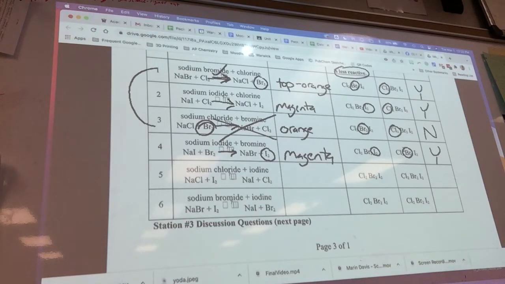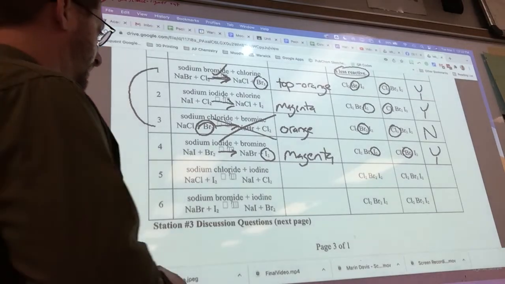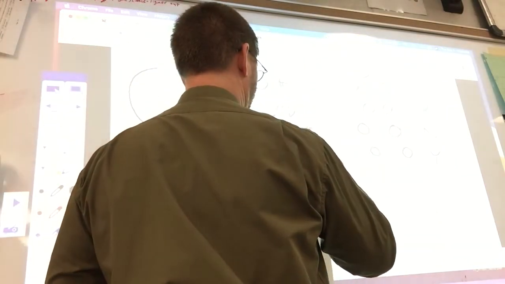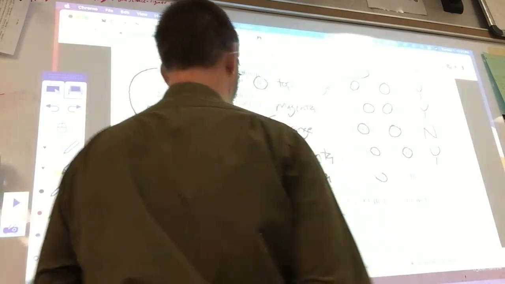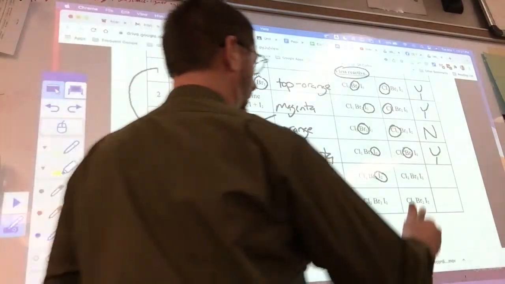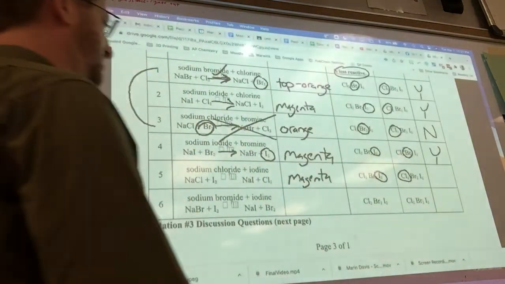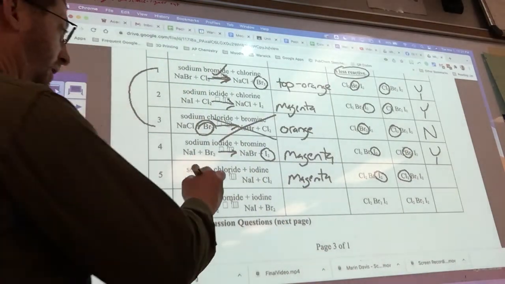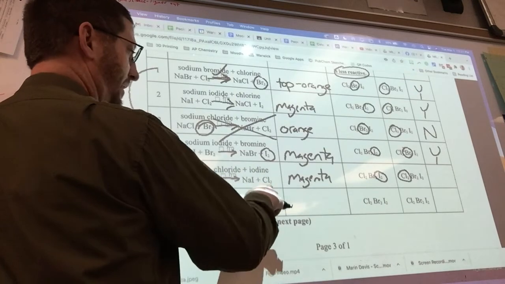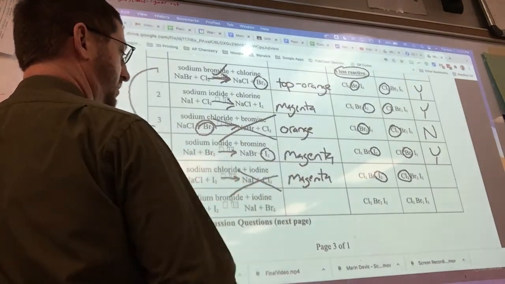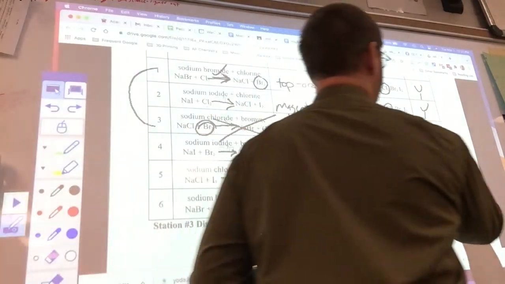Top layer, I got layers. Pink? Yeah, magenta? So, iodine was less reactive. Yep. Chlorine is more reactive. Did this reaction occur? Iodine. No, because you were the one that added the iodine to the test tube. It never cleared up, so it never produced chlorine, so this reaction did not occur.